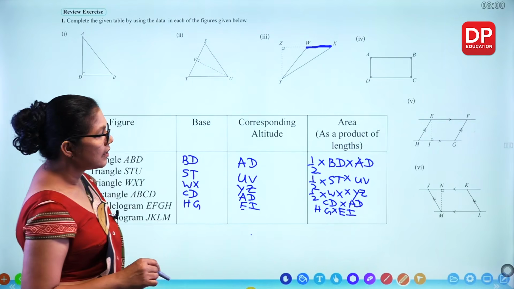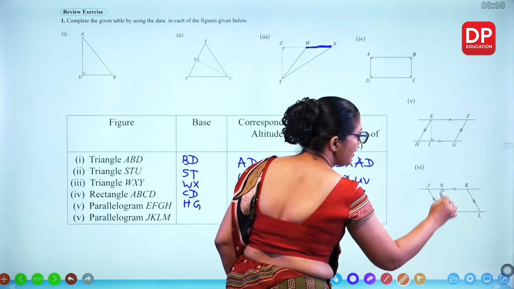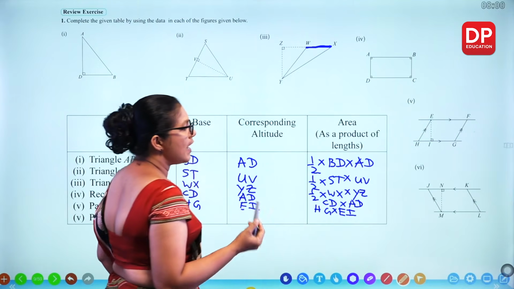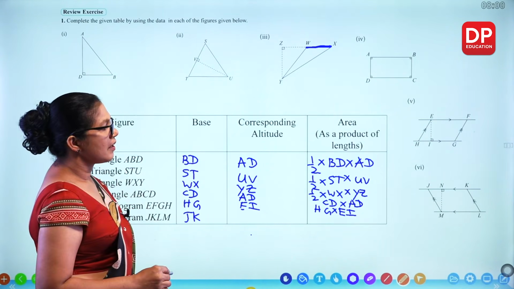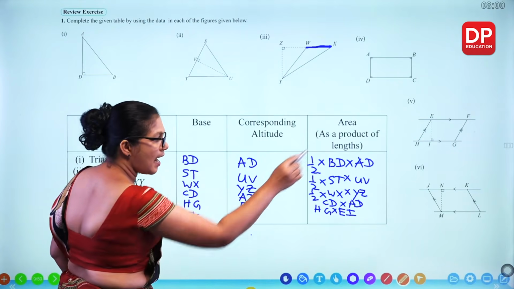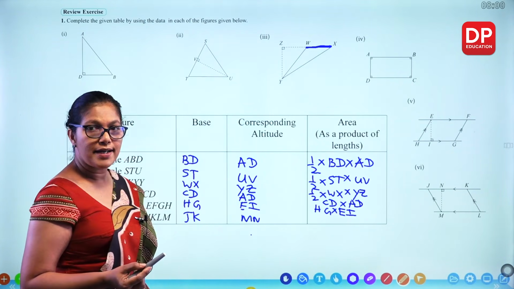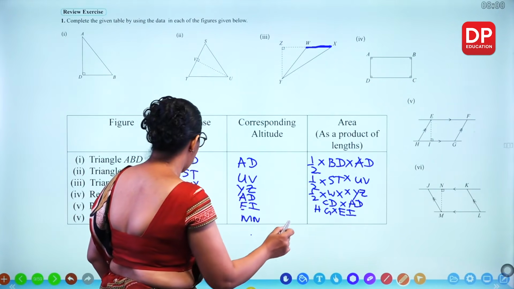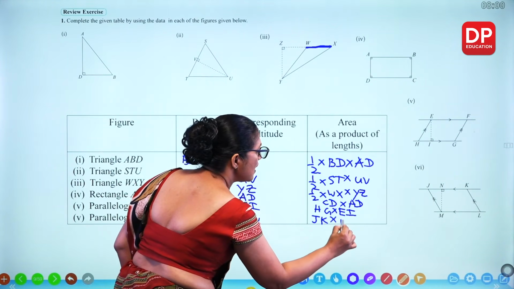Last one. This side is given as the base because of the perpendicular height here. JK is the base and the perpendicular height is MN. How can we find out the area? Base times altitude. JK times MN.